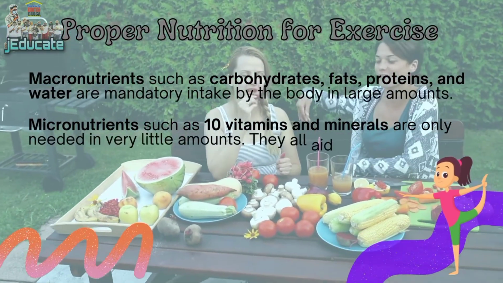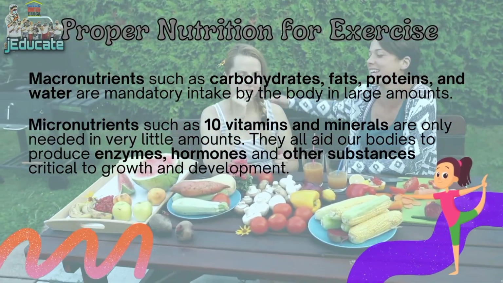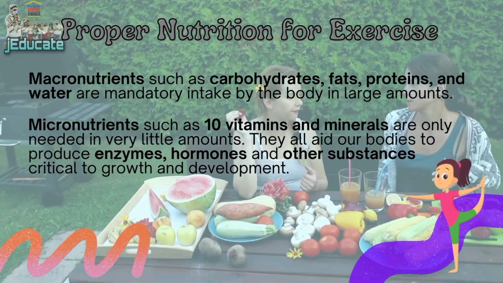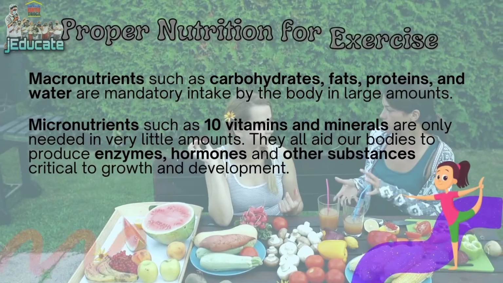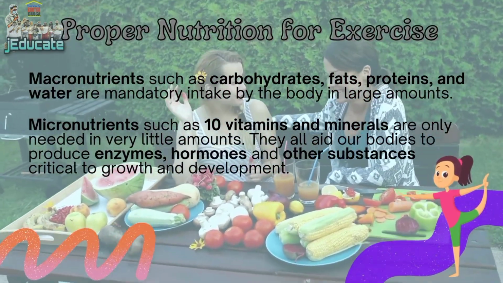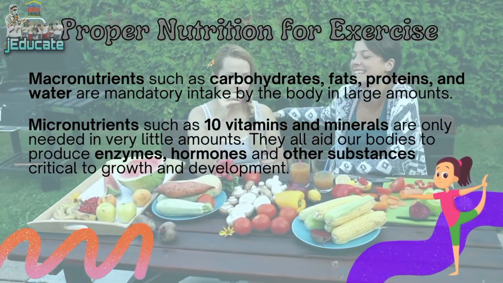Macronutrients, such as carbohydrates, fats, proteins, and water, are mandatory intake by the body in large amounts. Micronutrients such as vitamins and minerals are only needed in very little amounts. They all aid our bodies to produce enzymes, hormones, and other substances critical to growth and development.